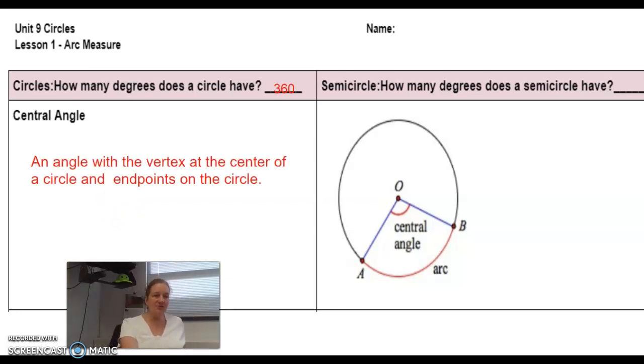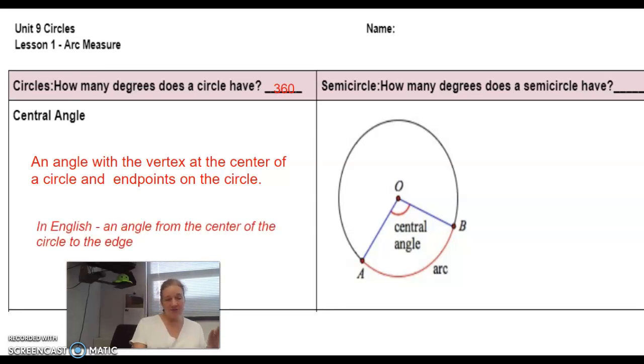Okay, so now that we know that, we need to figure out what a central angle is. The math definition is an angle with a vertex at the center of a circle and endpoints on the circle. Personally, a central angle in my brain is an angle from the center of the circle to the edge. That's just how I see it. You don't have to write my definition down. Take your definition off your worksheet that you did earlier and put it on this paper. This is an example of a central angle. The vertex is in the center of the circle and it just goes to the edge. That's all it is. It's like a piece of pie, a perfectly cut piece of pie.